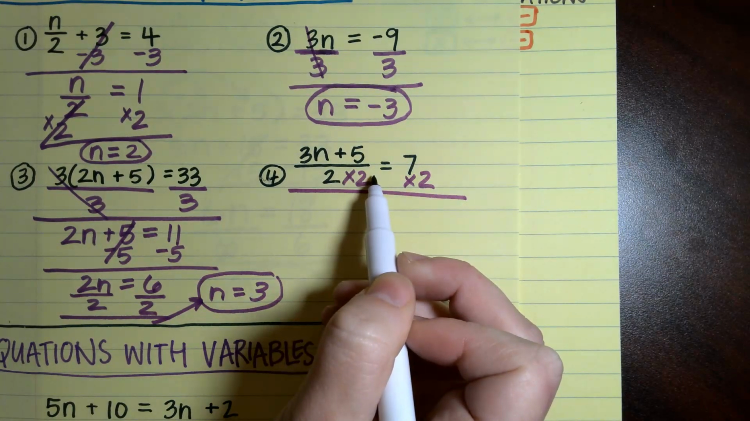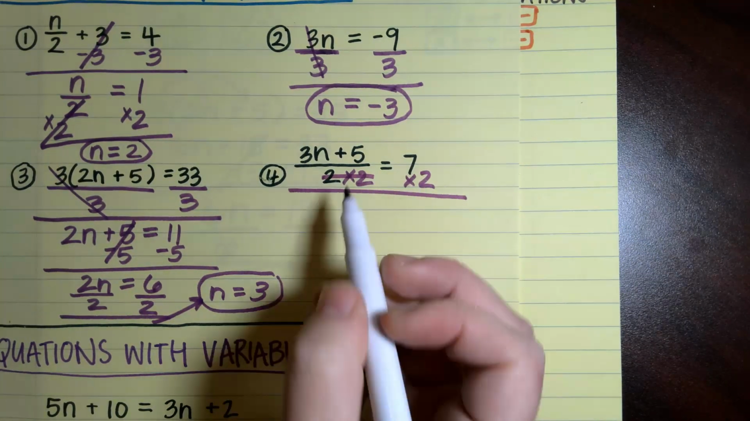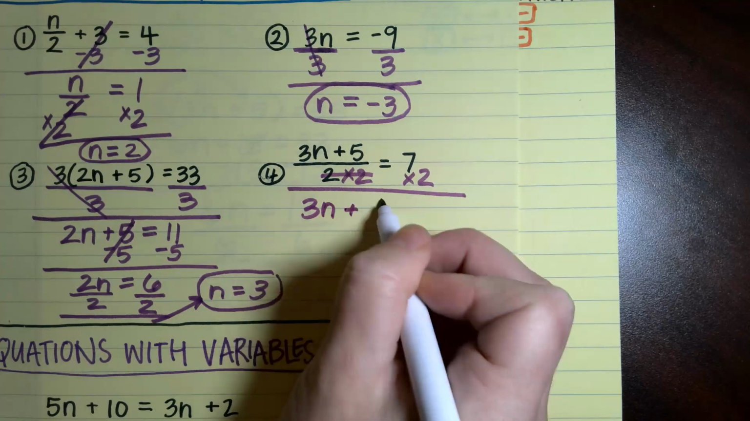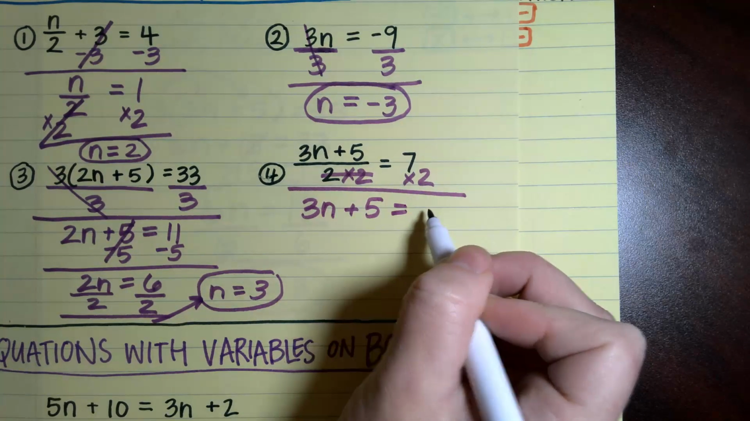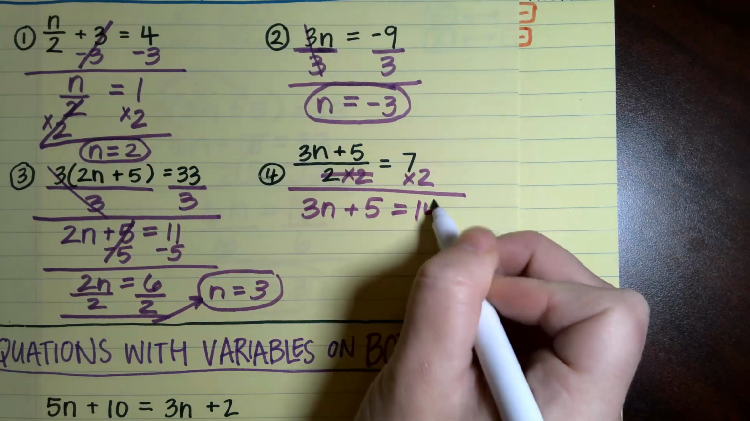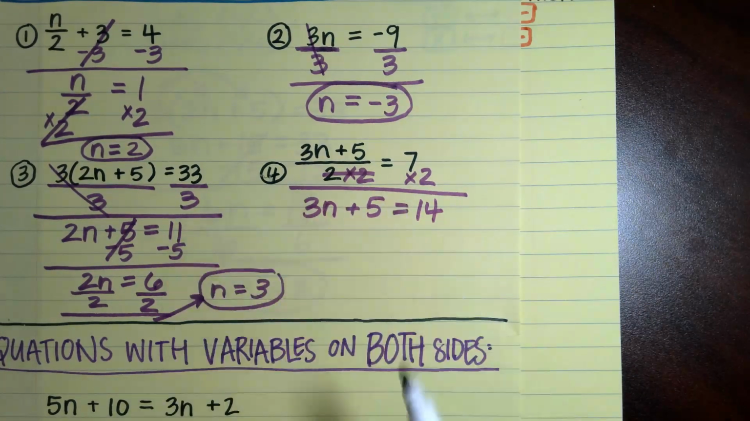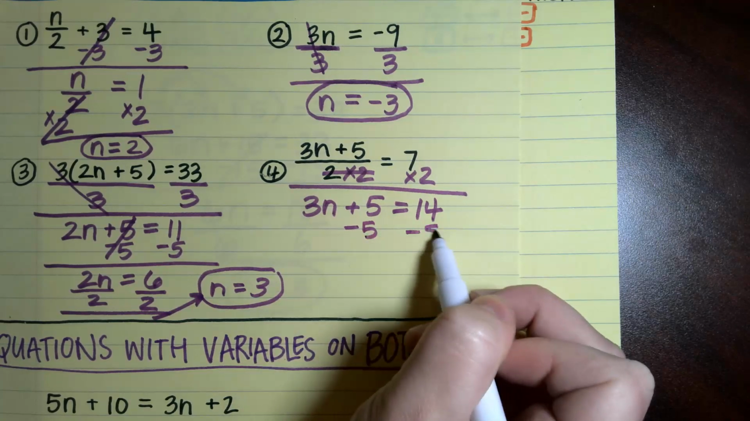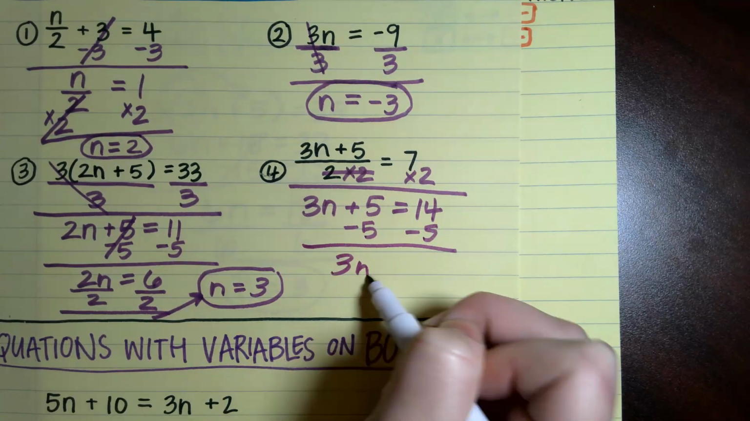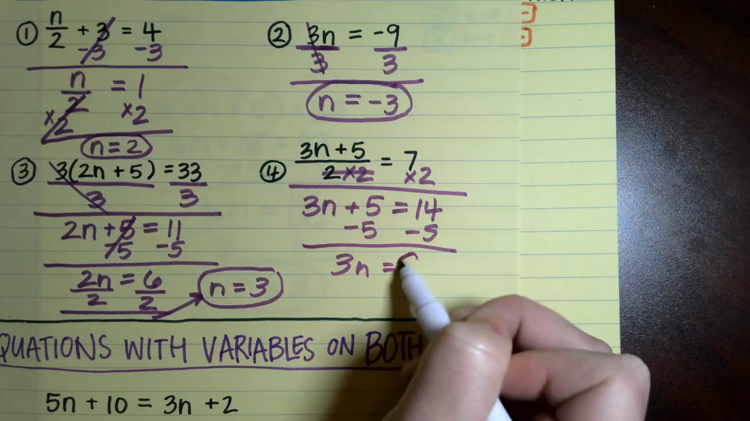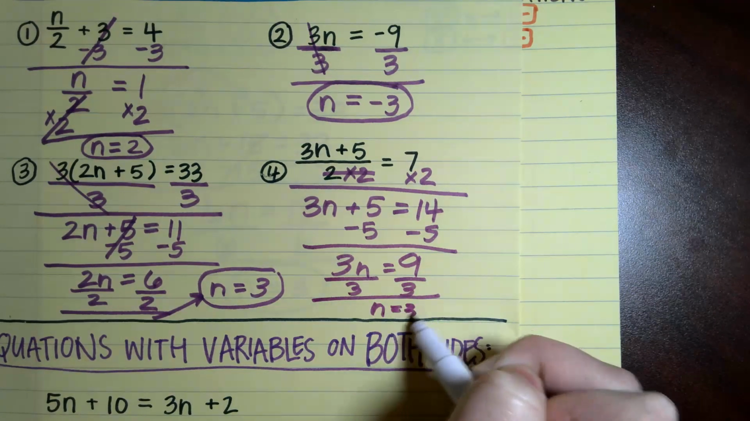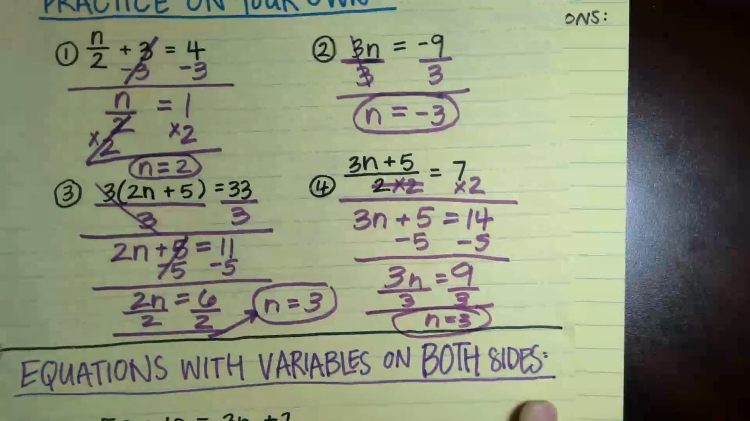So Lisa and Kiana, y'all were both right about this 7 times 2 here. My 2's cancel. I'm left with 3n plus 5 equals 7 times 2, what's that? 14. Then we just solve like normal. Okay. Minus 5, minus 5. What are we going to get? 3n equals, what's that, 9? 9. And then divide by 3. I'm going quick because we're out of time, guys. N equals 3.